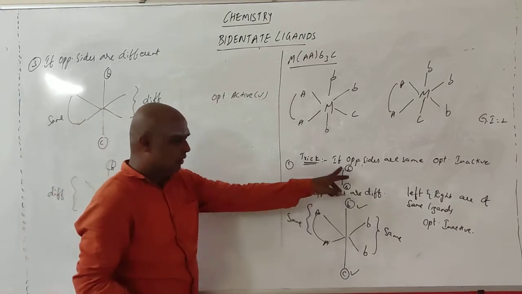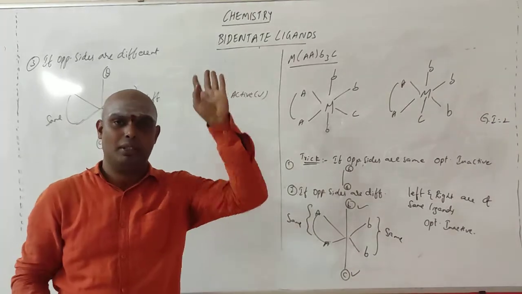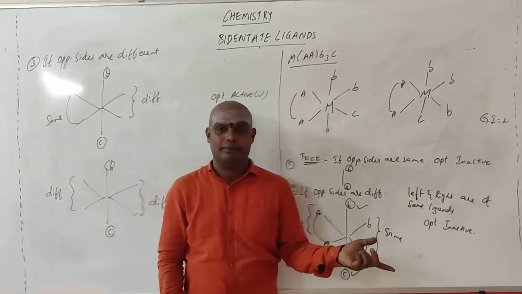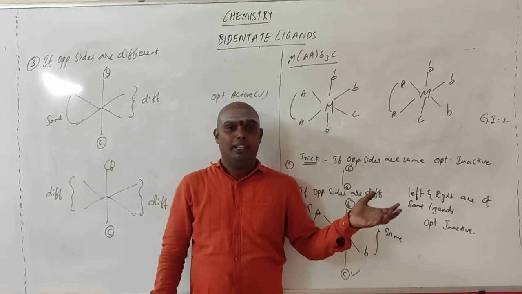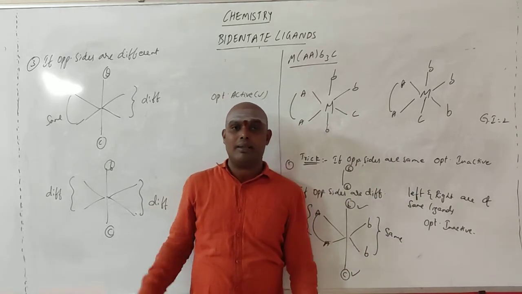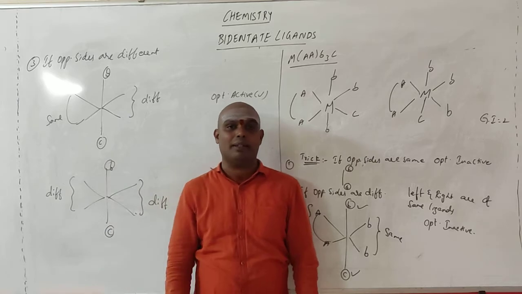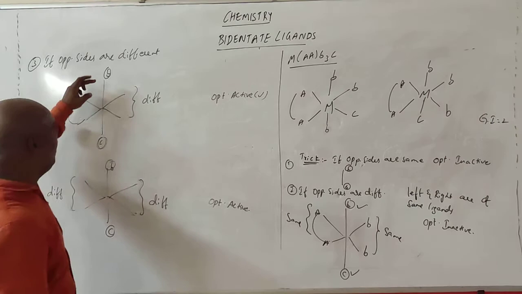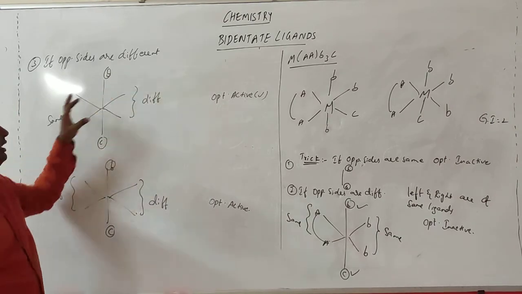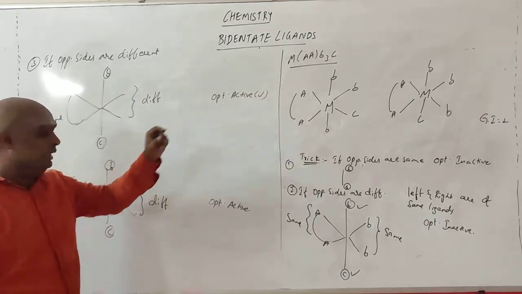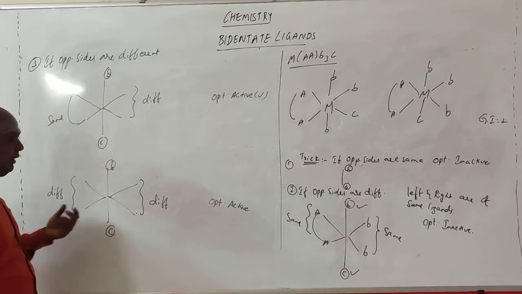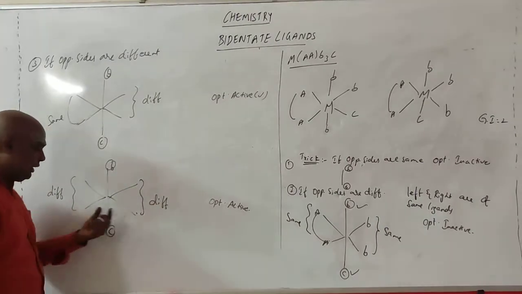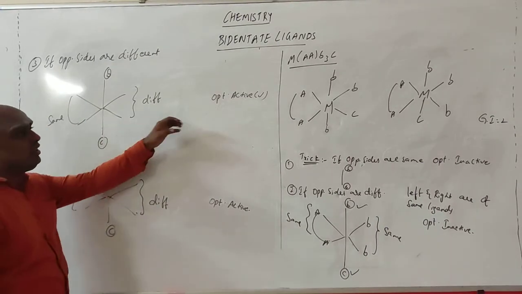See, top and bottom are same, finish, optically inactive. If top and bottom are different, then you should check right side and left side. If right side both atoms are same, in the left side both atoms are same, optically inactive. If any one is different, now top and bottom are different. This side is different, but this side is same, optically active. Top and bottom are different, left and right are same, both are different. One is different. Be careful with this. Both are different, or one is different, that is optically active.